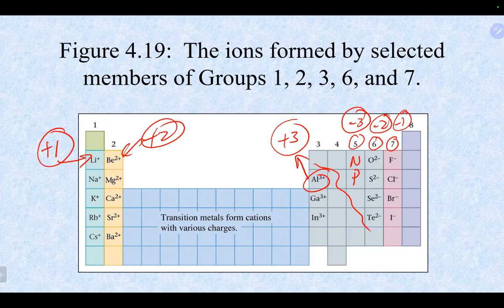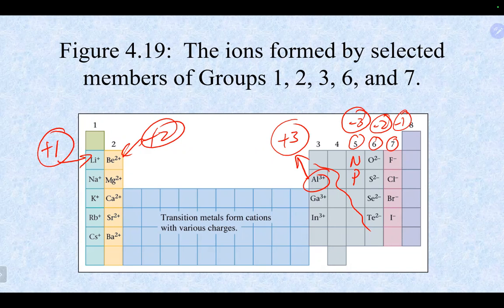The minus is always the nonmetals above the staircase is what we're talking about. Once again, below the staircase, some of those groups are metals. So above is what we're talking about with our negative guys. These are the fixed charges. No matter what the situation is, that is their charge. It doesn't matter how many you put together or what you put together. Each individual guy will have that charge.